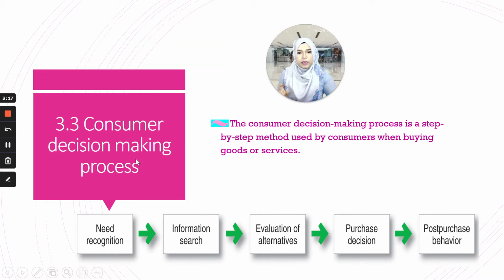This is very, very important. The consumer decision making process is a step-by-step method used by consumers when buying goods or services. Basically, you go through this process when you buy your things. It starts with need recognition, and then information search is the second step. The third step is evaluation of alternatives. Fourth, purchase decision, and the last step is post-purchase behavior.